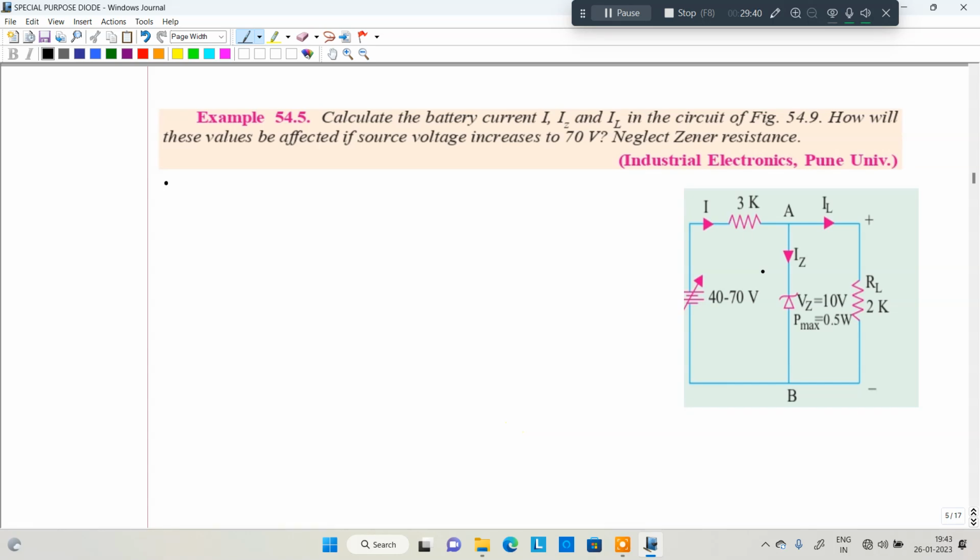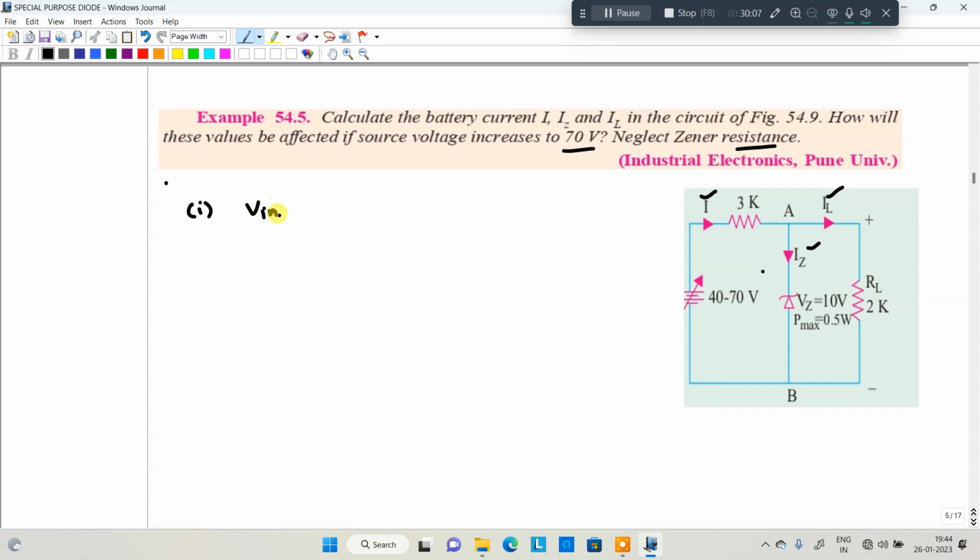Problem number 5. Calculate the battery current I, and you need to calculate this current IZ and IL for the circuit. How will the values be affected if the source voltage increases to 70 volt? Just as we discussed, the input voltage increases to 70 volt. Neglect the Zener resistance. We'll see the first case.